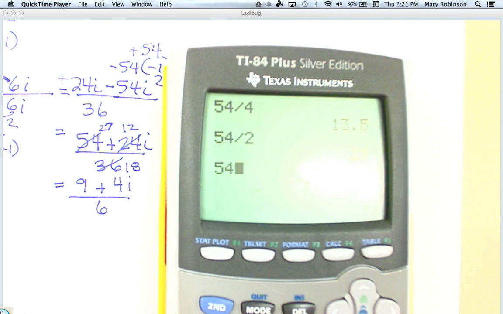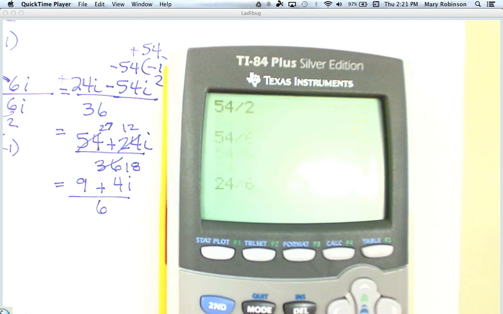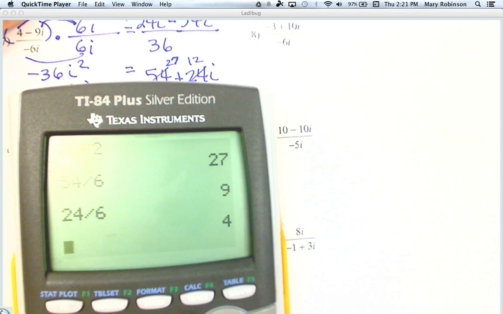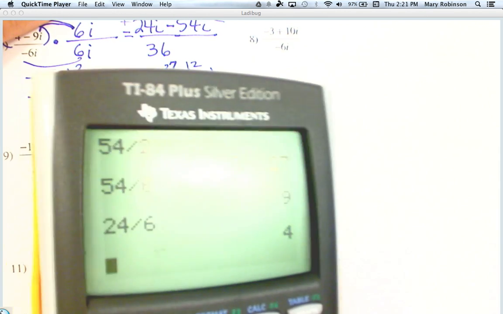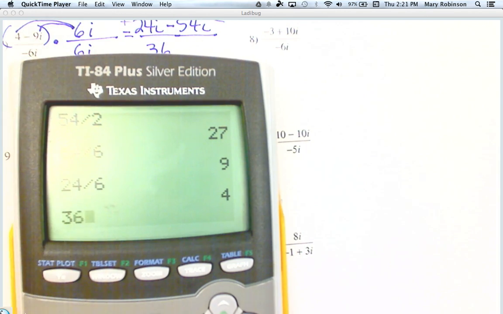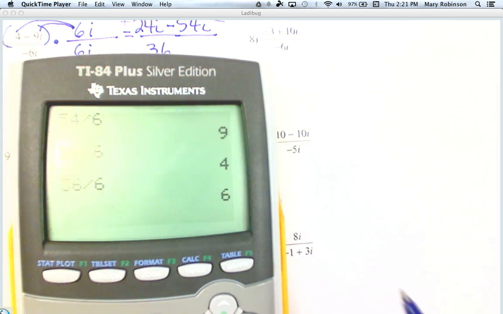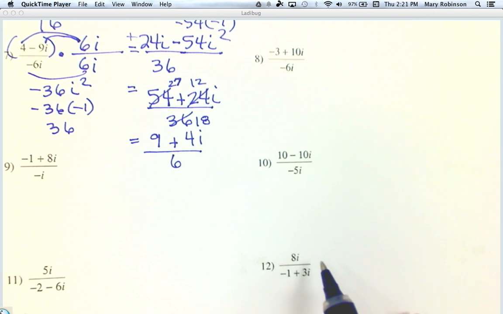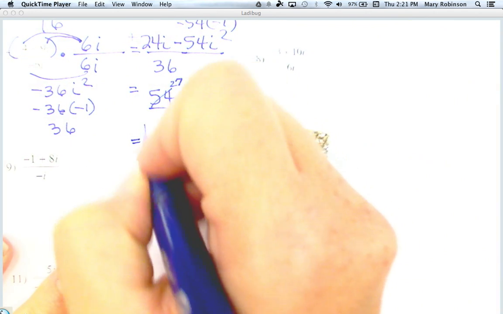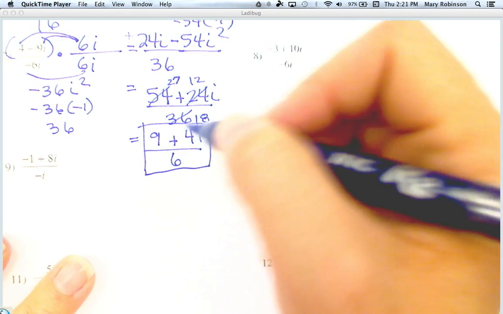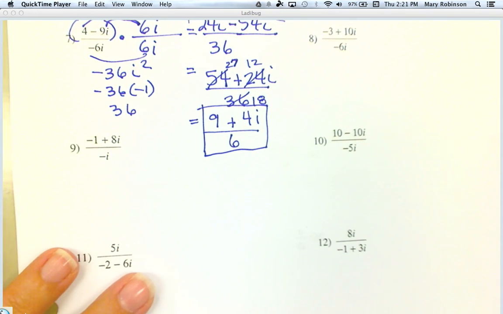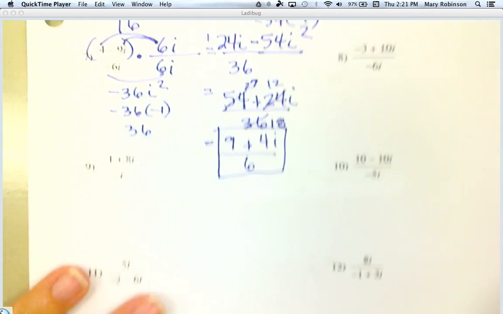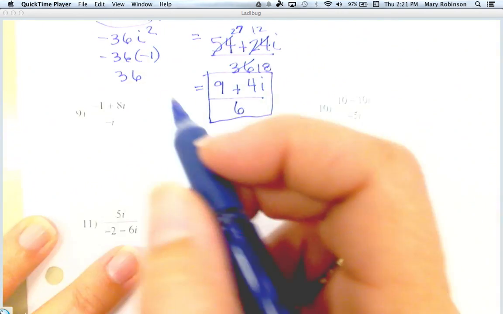So again, 54 divided by 6 was 9. 24 divided by 6, sorry, I can't even see it. 24 divided by 6 is 4, and 36 divided by 6 was 6. So all three of those were divisible by a common factor of 6. So this is our final answer. You could have done 6 right away, but just know if you don't see it right away, then you can always try 2 and then continue to look at it from there.